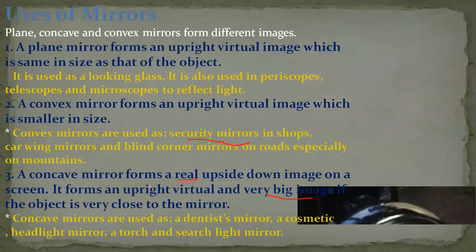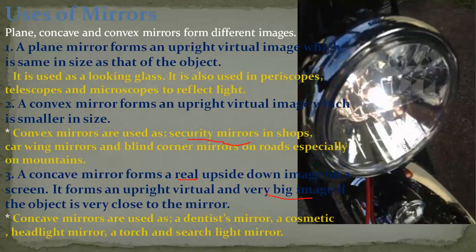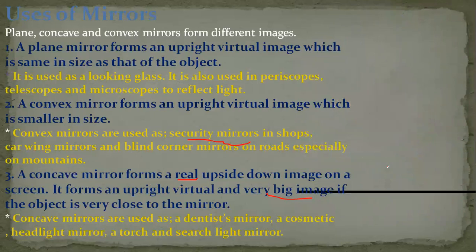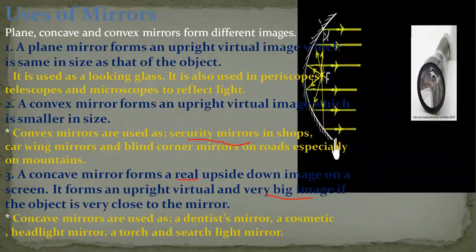Then we have headlight mirrors, which are placed in motorbikes and cars. That is a concave mirror, so it means the light is reflected more from here, making very strong light indeed. And in the torch, in searchlight mirrors, they are also used like this. This is a concave mirror. The lights are converging here. All the light rays are converging here at a point. So you can see this one.